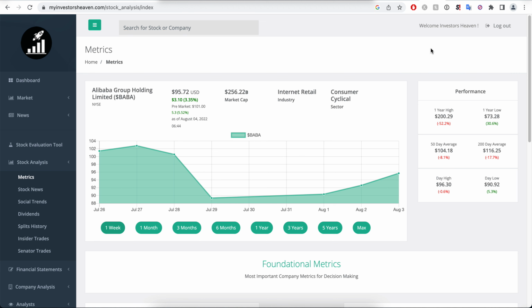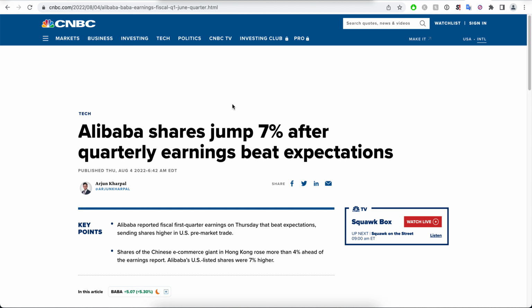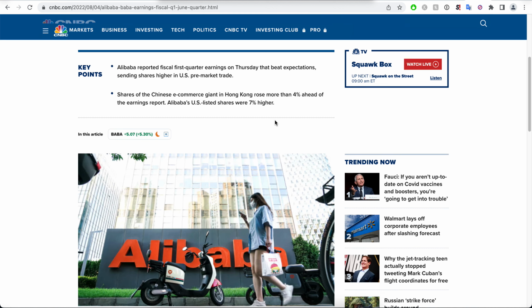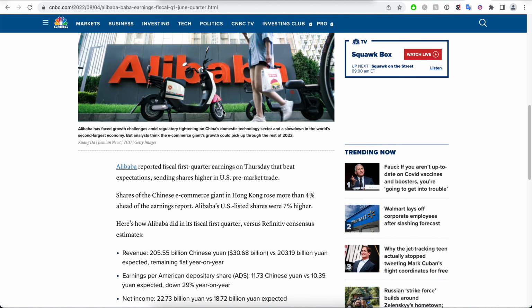Okay, let's see what happened with the earnings report for Alibaba. Let's analyze it a little bit. So shares have jumped as far as 7% at some point. Once the market opens, we'll see what's going to be the actual jump. But let's examine the finer details here.